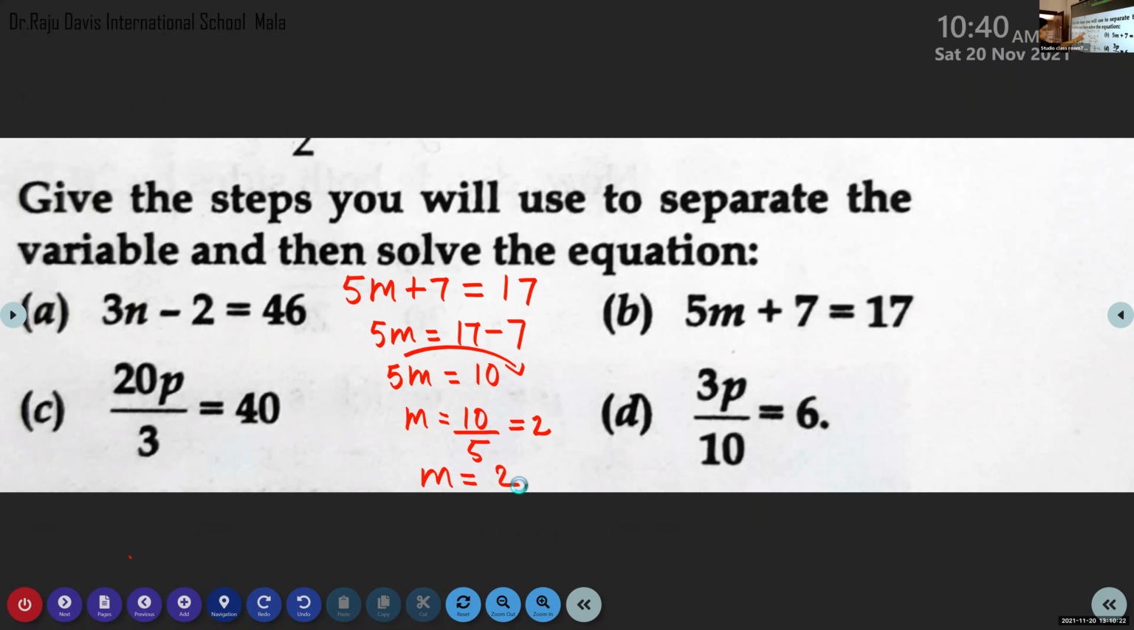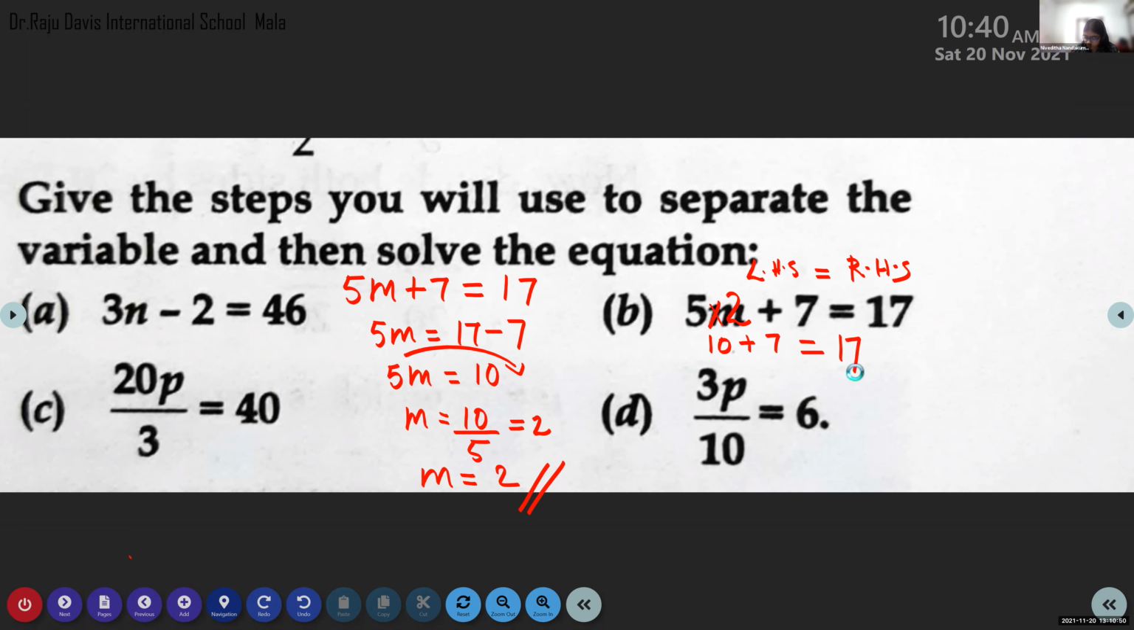You can substitute in the equation and check whether your answer is correct or not. Children, so we got m is equal to 2, no? Put m is equal to 2 in this equation. So what will it become? M is 2, so 5m means 5 into 2, plus 7. See, the LHS is 5 into 2 plus 7. What is that? 5 into 2, you know, is 10. 10 plus 7 is equal to 17.